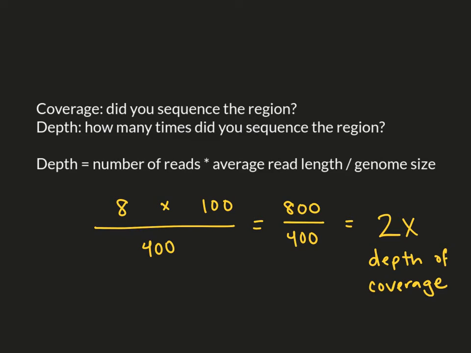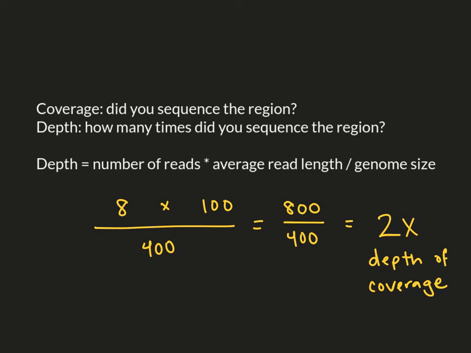We calculate depth as the number of reads, in the example before, the number of times I reached into the bowl, the average read length, that is, on average, how long were each of the reads that I got when I reached into the bowl, and the genome size of the organism. So in our example before, remember, I reached into the bowl 8 times. That is, I got 8 reads. I told you that each of those blocks, each of those chunks that the sequencer, which was me, was reading was about 100 base pairs long. And then the genome size was 4 chunks long, so 400 base pairs was our genome size.